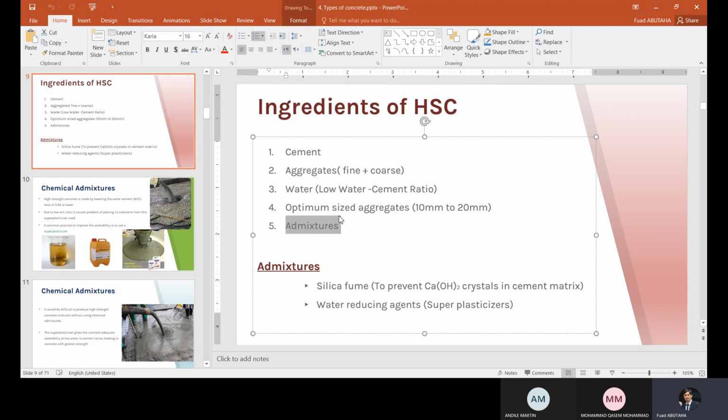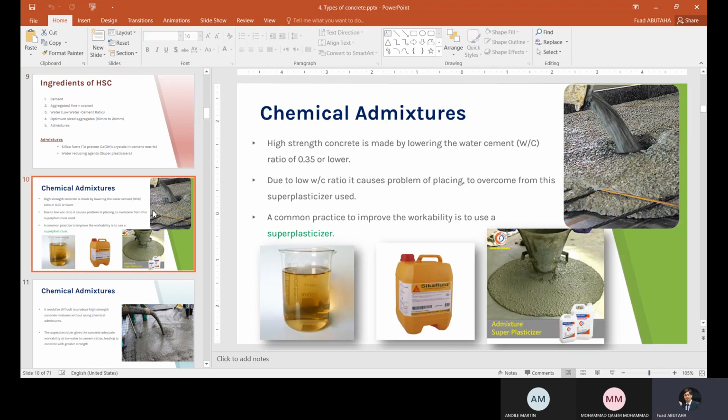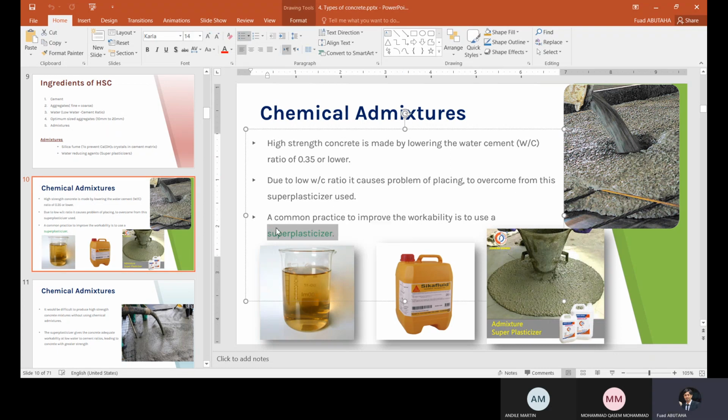The chemical admixtures, we have thousands of types in the market, and the most common one used for the high strength concrete is the super plasticizer. What is the purpose of using super plasticizer? In order to improve the workability of the concrete. And why here it is essential to use super plasticizer in the concrete? We cannot design a high strength concrete without super plasticizer.